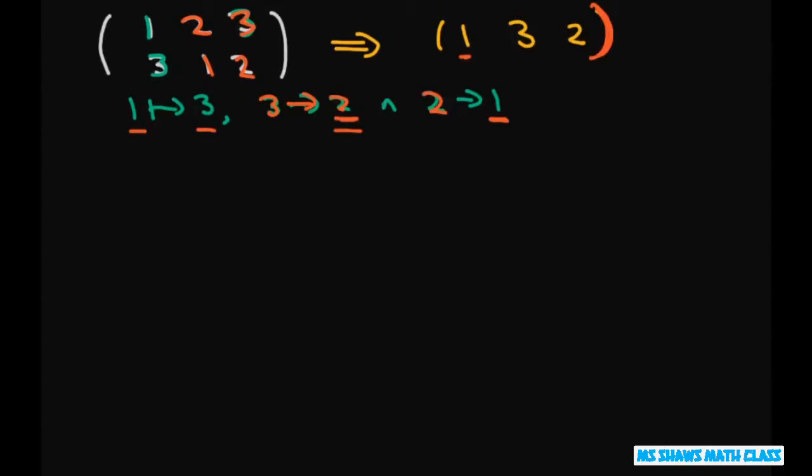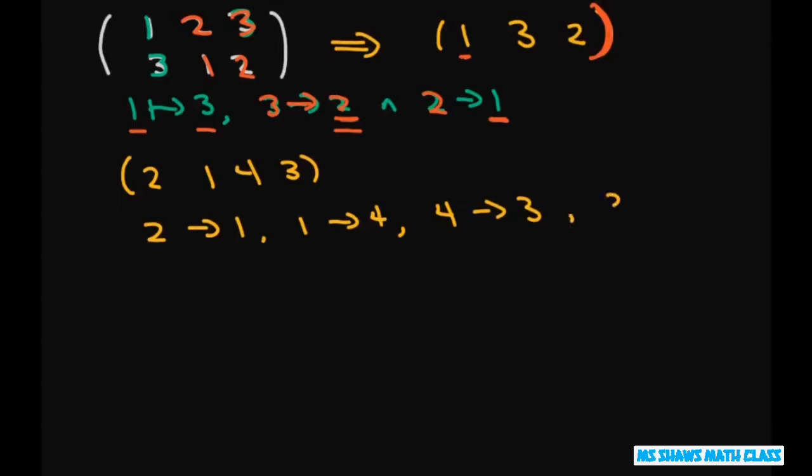If we have (2 1 4 3), this indicates a permutation cycle in which 2 maps to 1, 1 maps to 4, 4 maps to 3, and then 3 maps back to the first one. And that's why it gets closed up there.